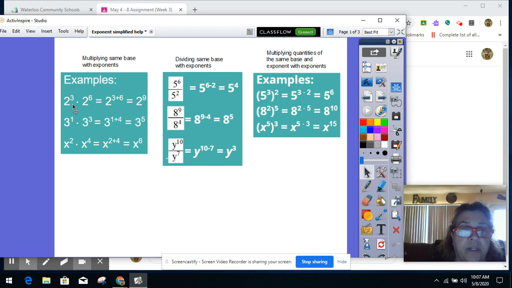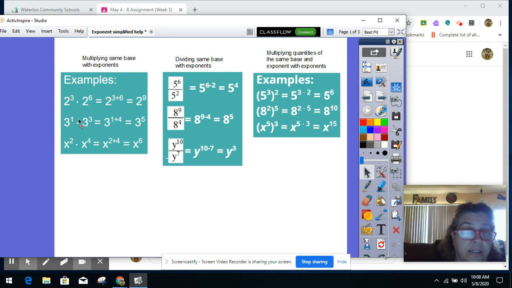So if we're looking right here, it says multiplying the same base with exponents. So the example given in the Active Inspire slide or Google slide showed these examples right here. If you look, these have the same base, they're both 2, and then these are your exponents. If we're multiplying the same base with exponents, all we do is simply add the exponents. So 3 plus 6 is 9. So the final answer is 2 to the power of 9.